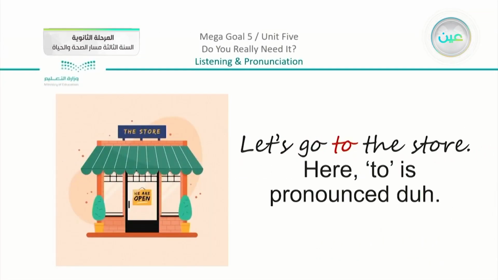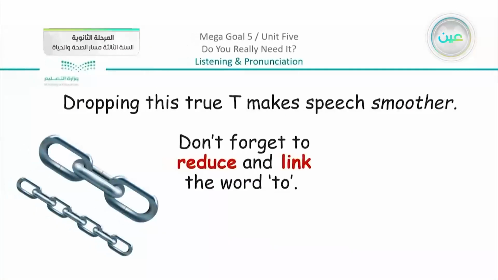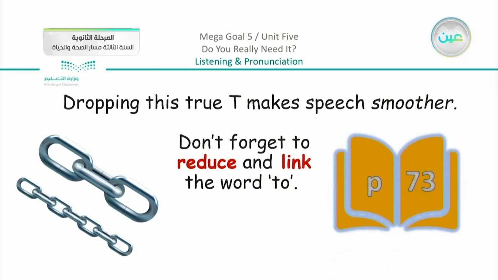Let's go to the store. Let's go to the store. There is the D sound here. I wanted to do my homework earlier. I wanted to do my homework. You can see that "wanted" was changed within the pronunciation, and sometimes even the T that we have here, in "wanted", disappears. So I wanted to do my homework earlier. Now, dropping this true T makes speech smoother, so don't forget to reduce and link the word "to".